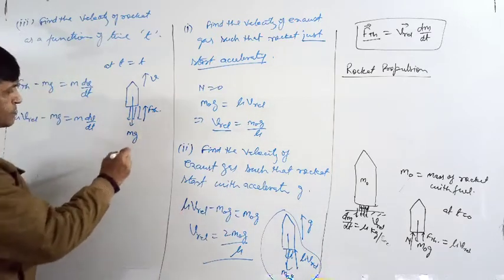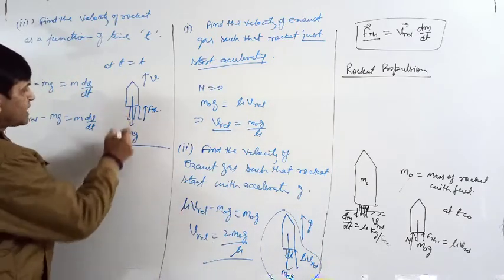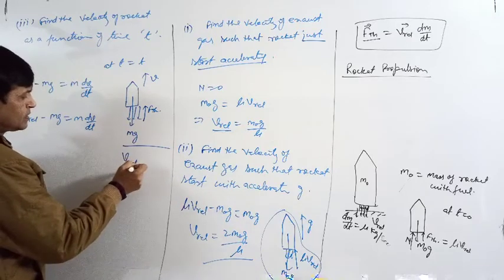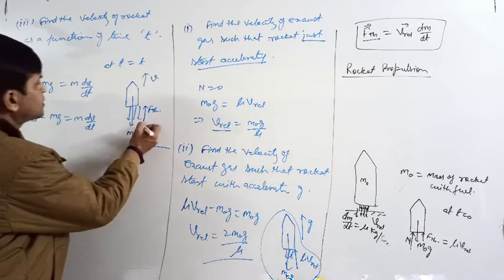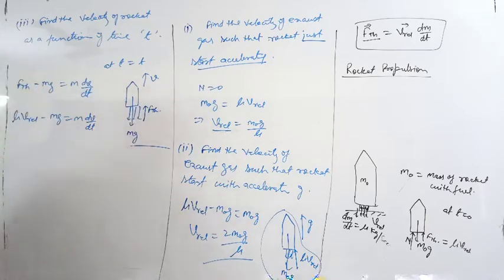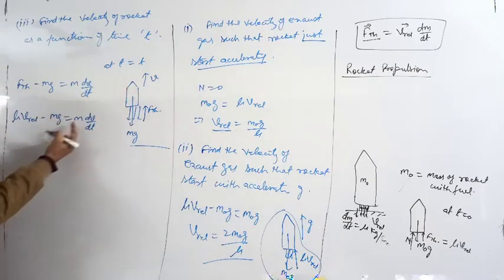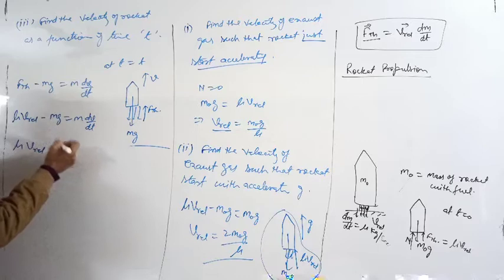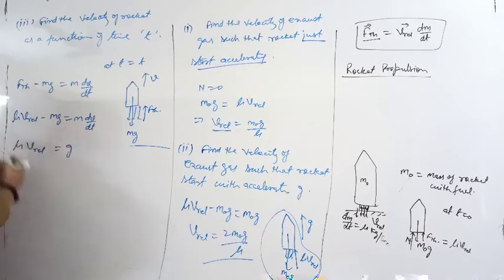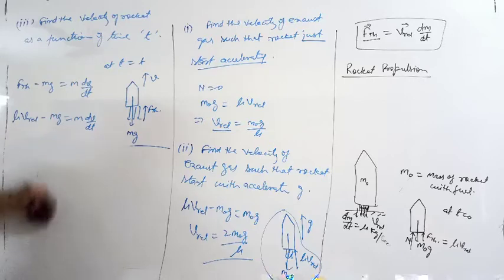How to write the V relative? V relative is already given here, it means it is with respect to the rocket. So now you can write the equation here: mu V relative minus mg.